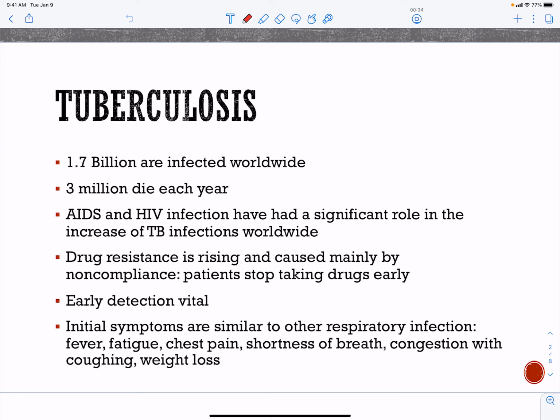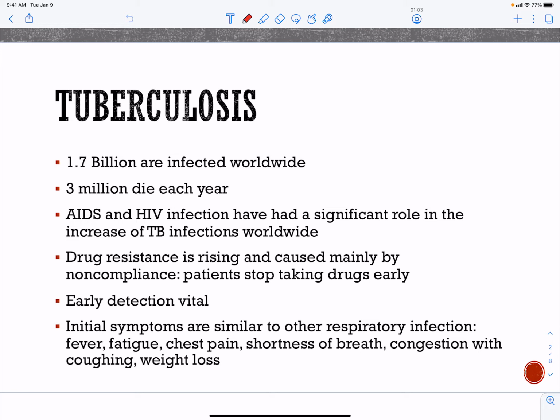AIDS as well as HIV infection are having a significant role in this comorbidity with tuberculosis worldwide. There's also an increase of drug resistance, and that is primarily due to noncompliance. So people have to be on drugs for a very long period of time, and they stop taking their drugs. And so emerging drug-resistant tuberculosis is very important to counter.